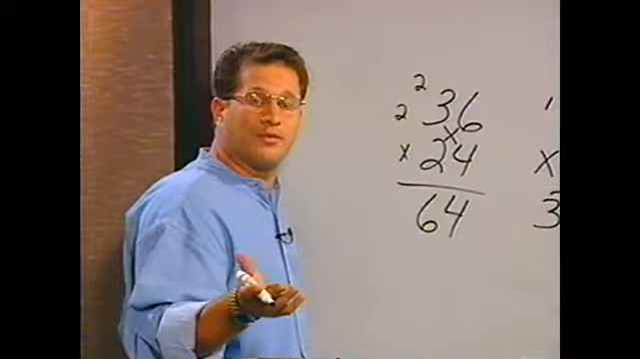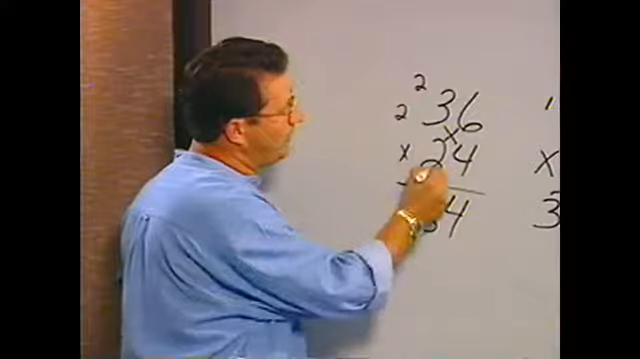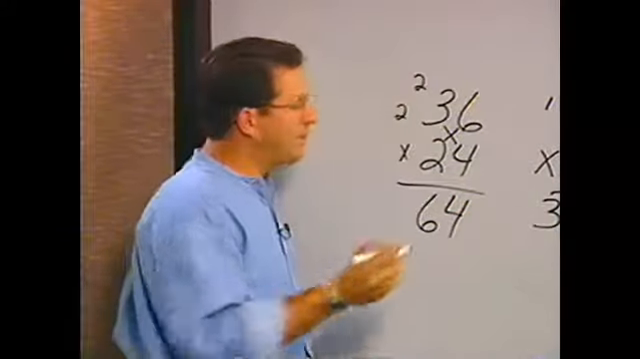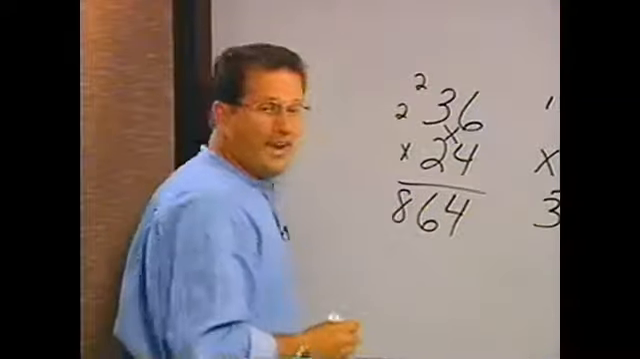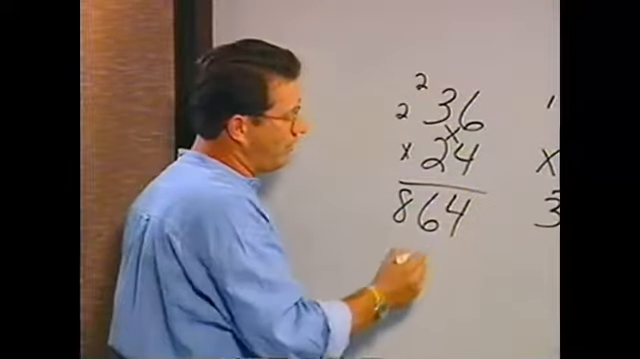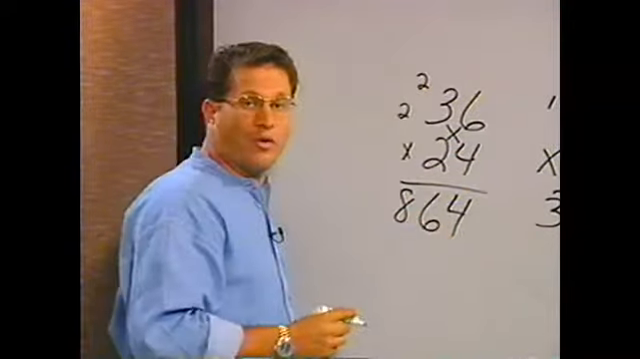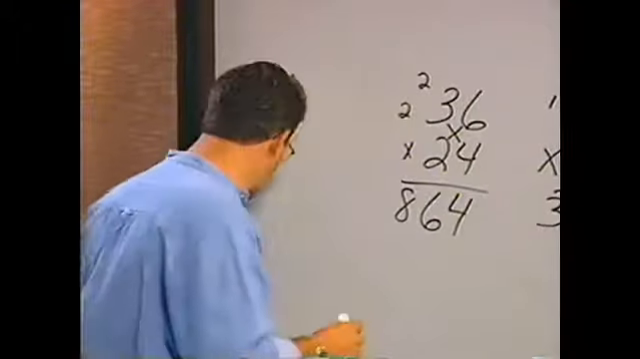Now what's the last step? The left side. What's 3 times 2? 6. Add the 2 that we carried, and you get 8. And that's the answer. The answer to 36 times 24 is 864. It's that simple. Let's just try one more.